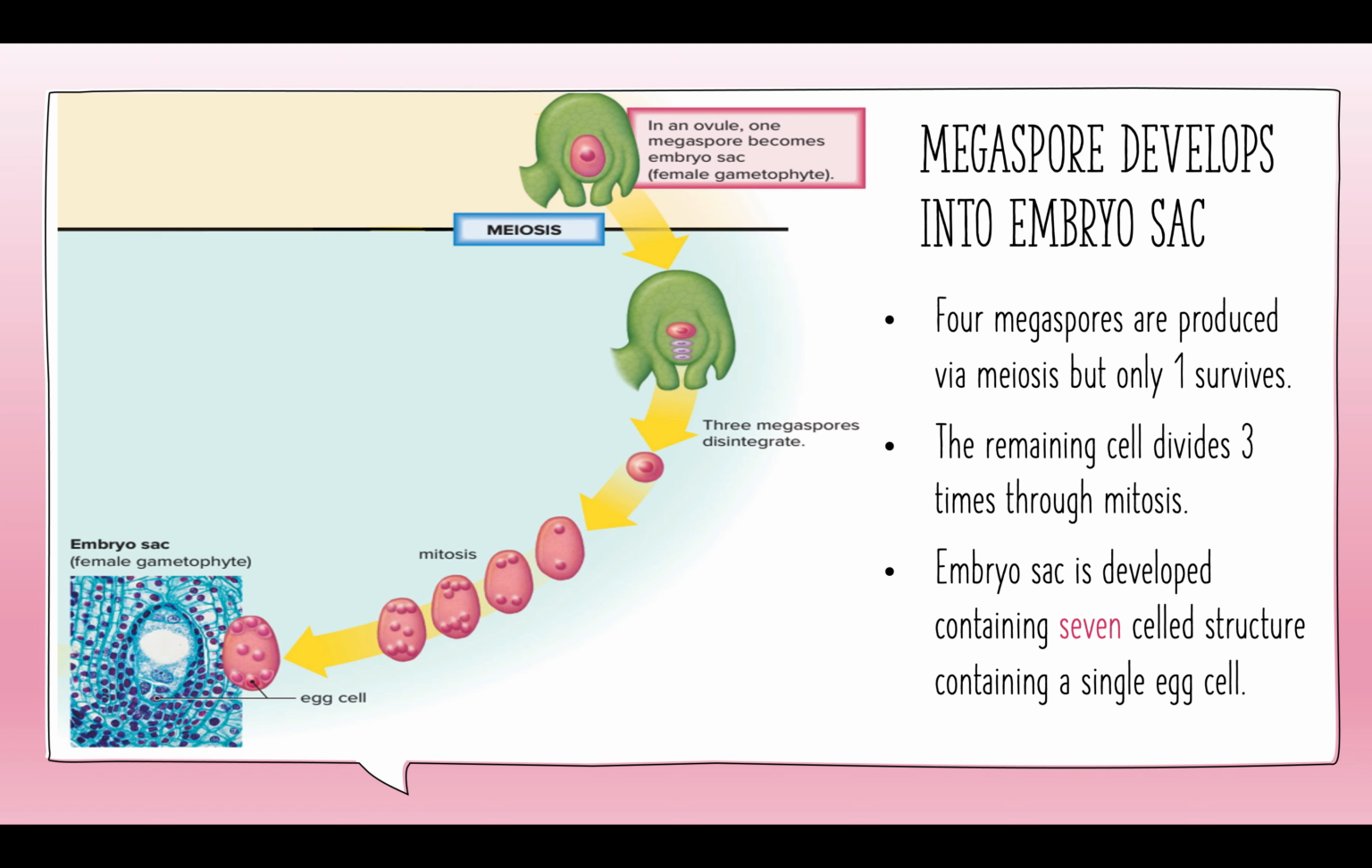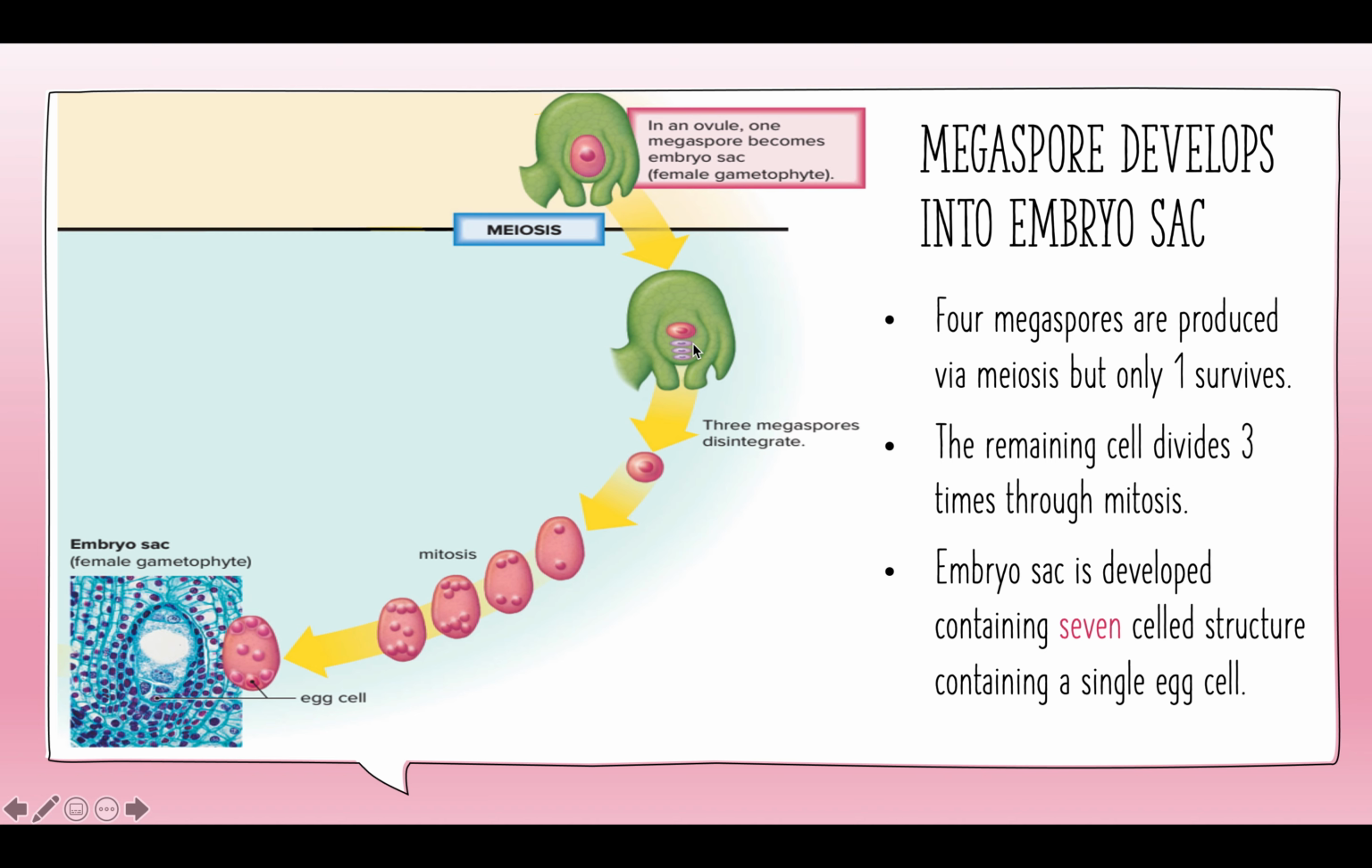On the other hand, the megaspore develops into the female gametophyte called the embryo sac. This is the embryo sac. Okay? The embryo sac is contained within the ovary of the flower. So first, a megaspore parent cell divides via meiosis and ends up with 4 megaspores.